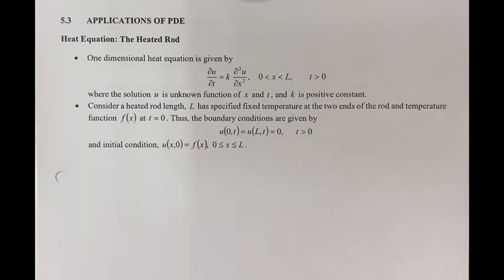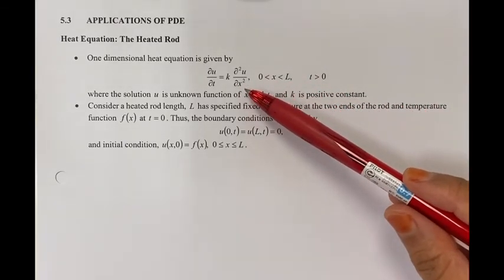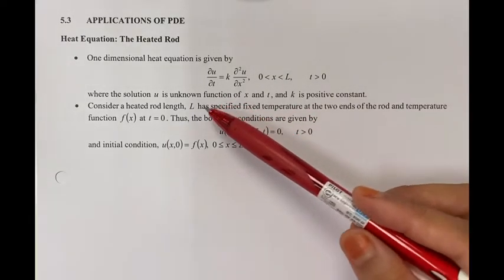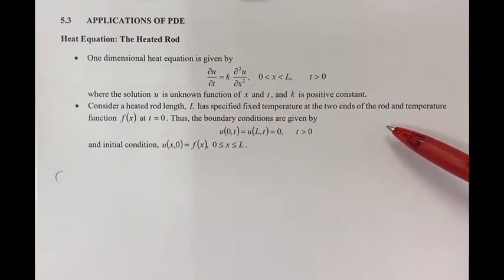So the one-dimensional heat equation is given by del U over del T equal to K del square U over del X square, with interval X from 0 to L and T a positive number, where the solution U is an unknown function of X and T. So you have U(X,T), and K is a positive constant. Consider a heated rod of length, denoted as L, that has specified fixed temperature at the two ends of the rod and temperature function F(x) at T equal to 0.